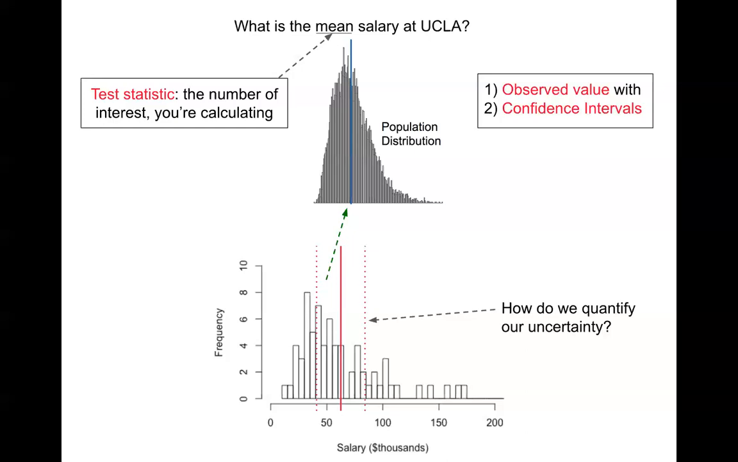Confidence interval is, given the data, here's my best guess, but I'm pretty sure it's between here and here. That's confidence interval. But you don't know the truth, right? Remember, you never know the truth. And percent error is like, well, here's my best guess. You know what the truth is, and you can figure out how far off you are.